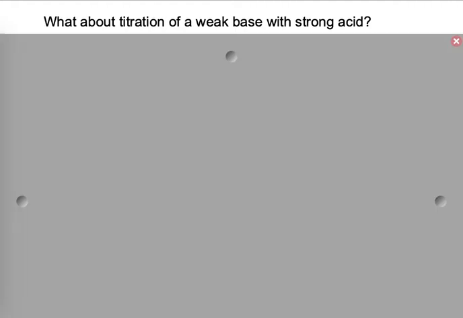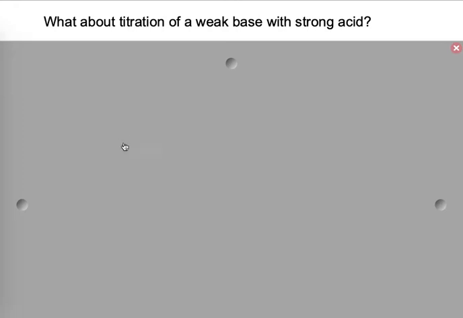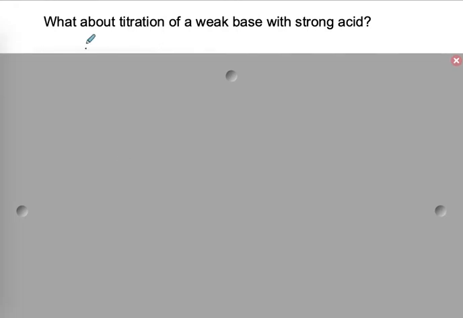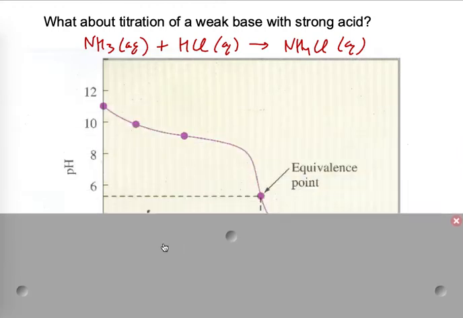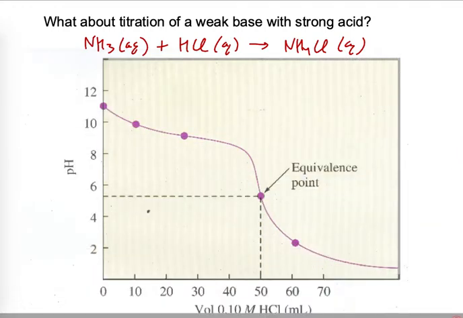Now, what about the titration of a weak base with a strong acid? So for example, let's say that we're titrating ammonia with some strong acid, for example, hydrochloric acid, to form a solution of ammonium chloride. Well, what we see is pretty much the inverse of the previous graph. We start with a solution that contains only ammonia, so our pH is quite high, around 11.